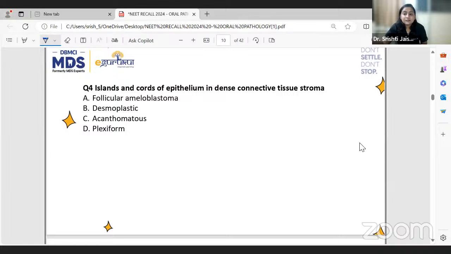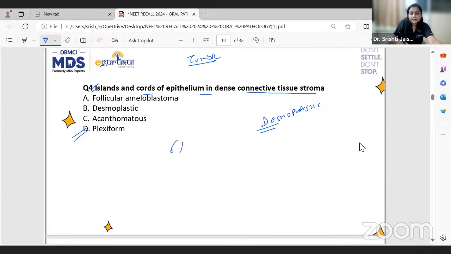Now, next is tumor. The first tumor which we study in the live class is ameloblastoma. Island and cords of epithelium in dense connective tissue stroma. Some students were confused with desmoplastic ameloblastoma. In desmoplastic ameloblastoma, there is extensive fibrosis occurring in the connective tissue, that is why it is called desmoplastic ameloblastoma. But they have just mentioned dense connective tissue with islands and cords of epithelium. So the answer directly goes to plexiform ameloblastoma.